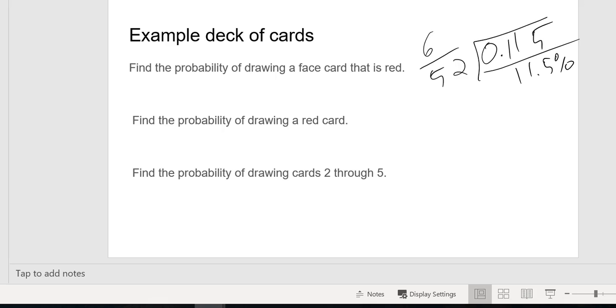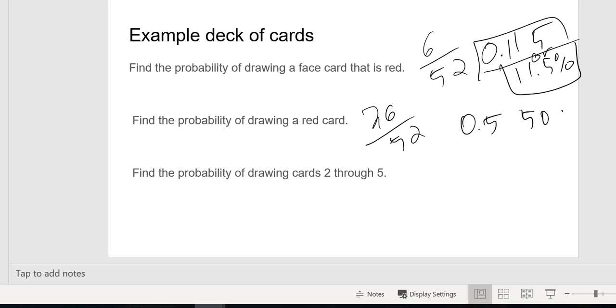So each of those are answers. It's probably drawing a red card. 26, yeah, 26, because half of them are red. That's 0.5 or 50%. Let's look at drawing card number 2 through 5.